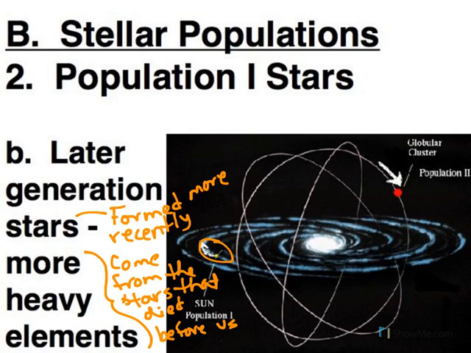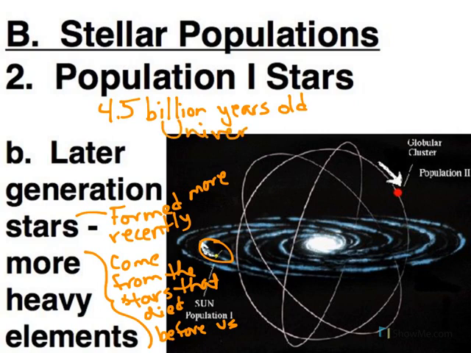And we're relatively young, we're 4.5 billion years old. So that means we formed 4.5 billion years ago. The universe is about 14 billion years old, and the oldest stars are. So you can tell that we are much younger than the universe and much younger than the oldest stars. So we are more recent.